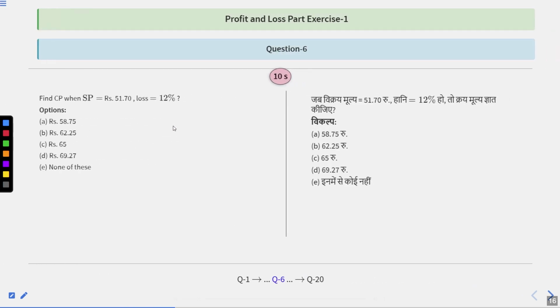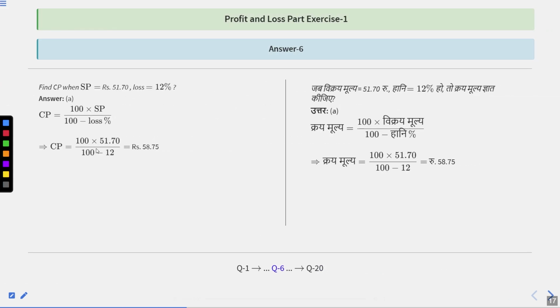Next one. Find CP if SP is given as 51.70 rupees, loss is 12%. You have 5 options and 10 seconds to solve this question. Your time starts now. Now time's up. Let's see the solution.